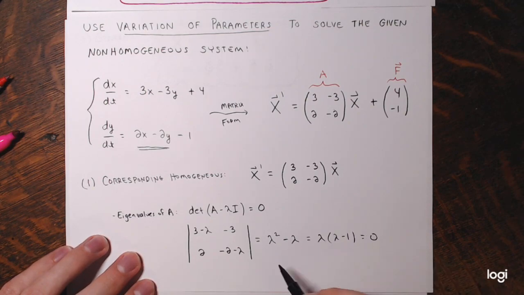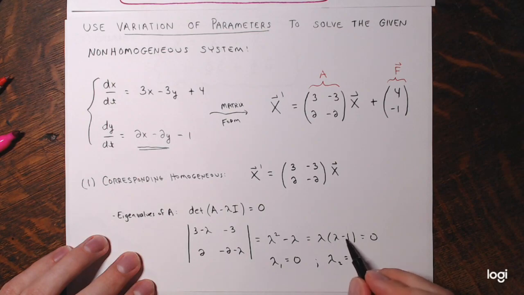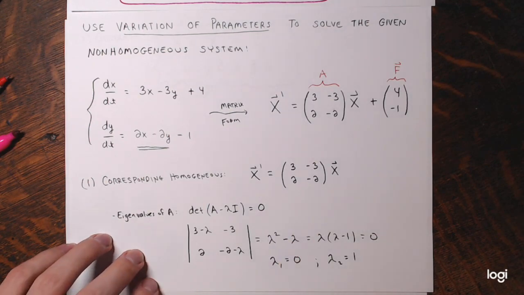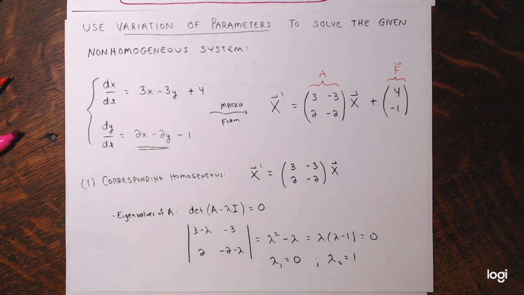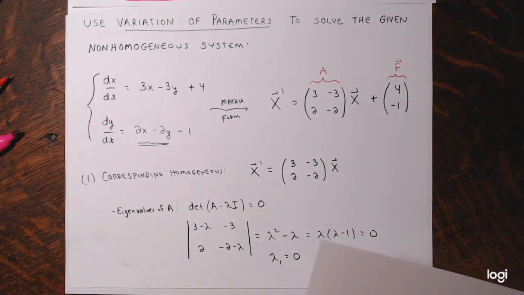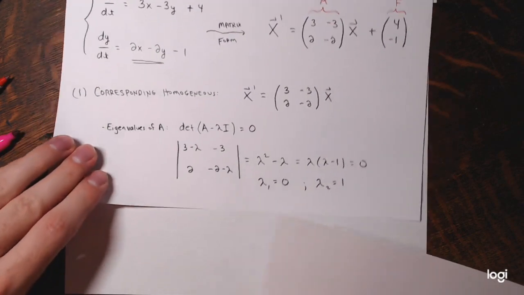And this is equal to 0 when lambda 1 equals 0 is one of my eigenvalues. And I'll call lambda 2 equals 1, 1 is the other eigenvalue. Okay, so here are the eigenvalues of this matrix of coefficients, this matrix A. Then I find the corresponding eigenvectors.